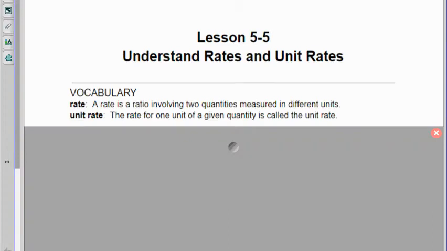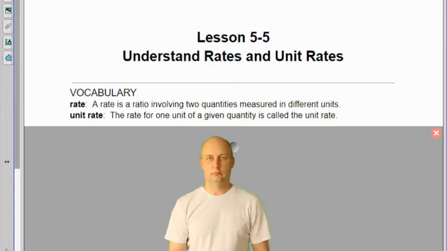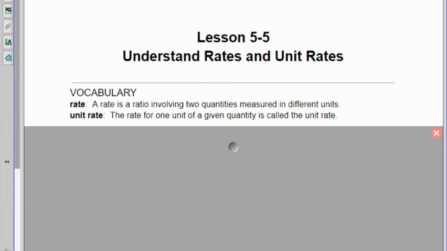Welcome to Lesson 5-5. That's Topic 5, Lesson 5. Today we're going to try to understand rates and unit rates. Let's start by talking about what a rate is. A rate is a ratio, and you've dealt with ratios already. We're on Lesson 5 of that whole unit. And rates involve quantities with different units.